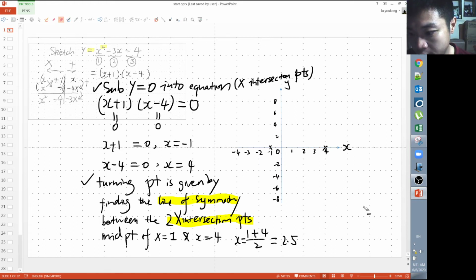So you have found your midpoint, x equal to 2.5. Now what you need to do is sub in x equal to 2.5 into the equation and see what you get for your y. If you sub it into your equation, you see that you get this.